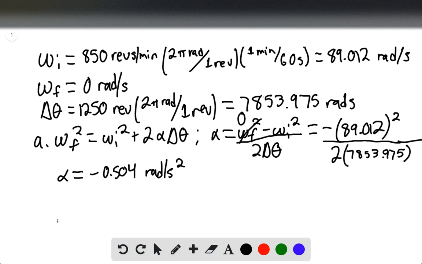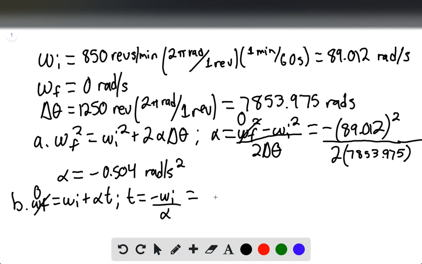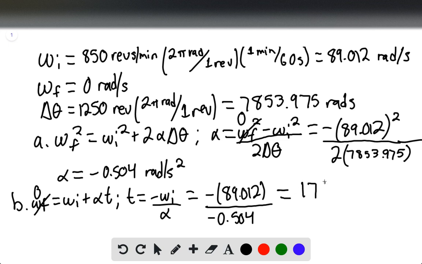Now, to find the total time it took for it to stop, we can say for part B, omega final equals omega initial plus alpha t. And we know that omega final is going to be 0, so t simply equals negative omega initial over alpha. And this will be negative 89.012 divided by negative 0.504. And we find that t is going to be 176.1 seconds. So this will be your answer for part B. This will be how long it takes for the cooling fan to cease motion. And then this will be your answer for part A.